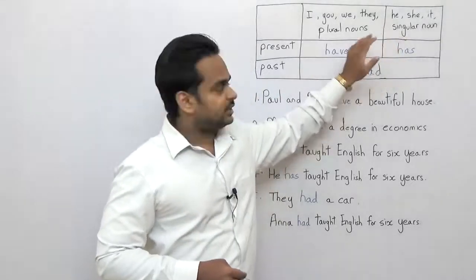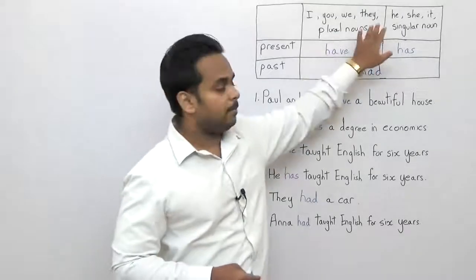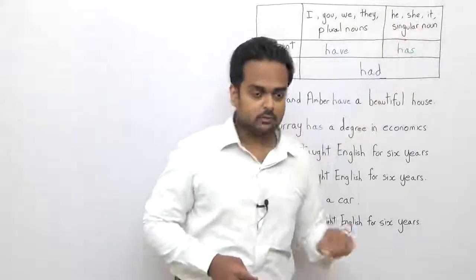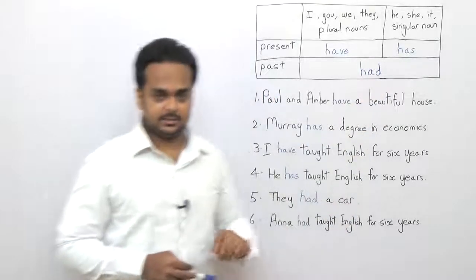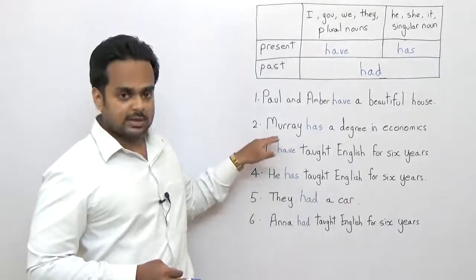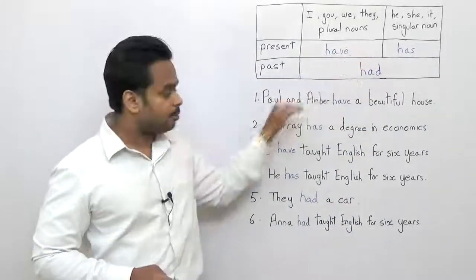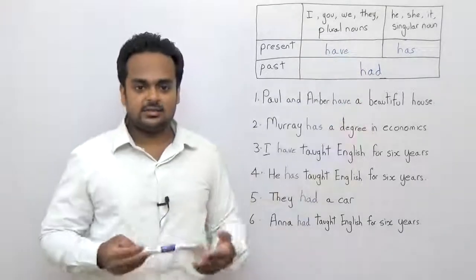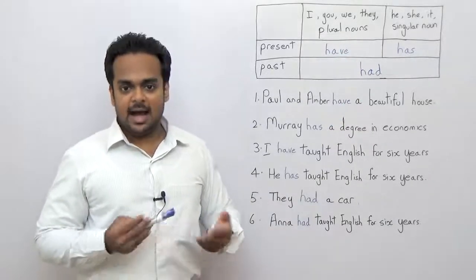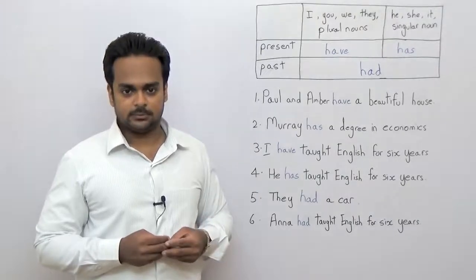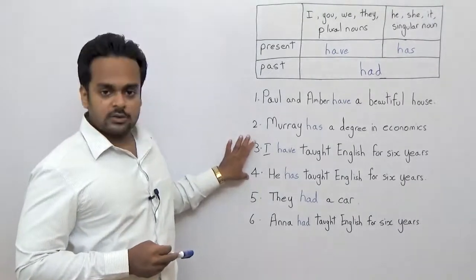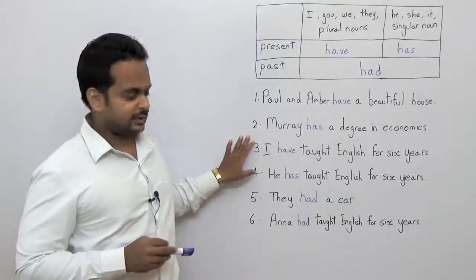So if you have a sentence in the present tense, but the subject is he, she, it, or any singular noun, then we will use has. Murray, once again, is a singular noun. So Murray has a degree in economics. He has a degree in economics. She has a degree in economics, etc. Over here, I have two sentences for you in the present perfect tense.